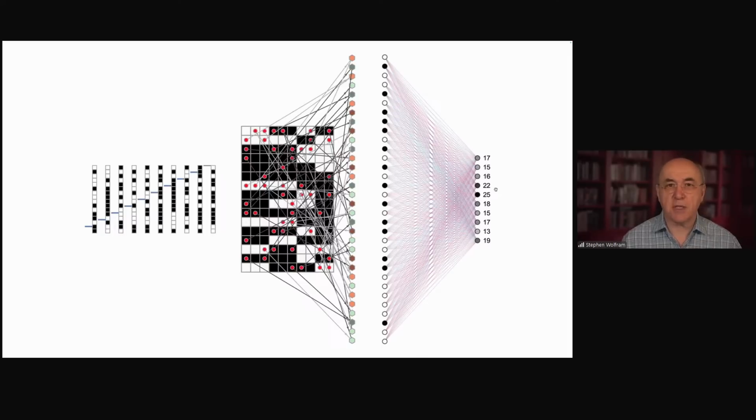Let's see. So this should be element 6, because we're going from the bottom. That's the highest value from the neural net, and the position of that highest value is position 6. So that's the prediction for what the next element of our sequence should be.